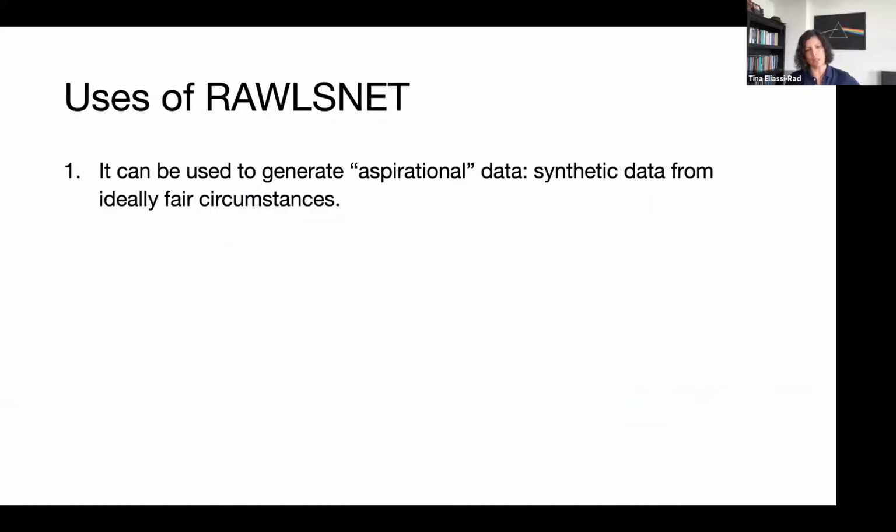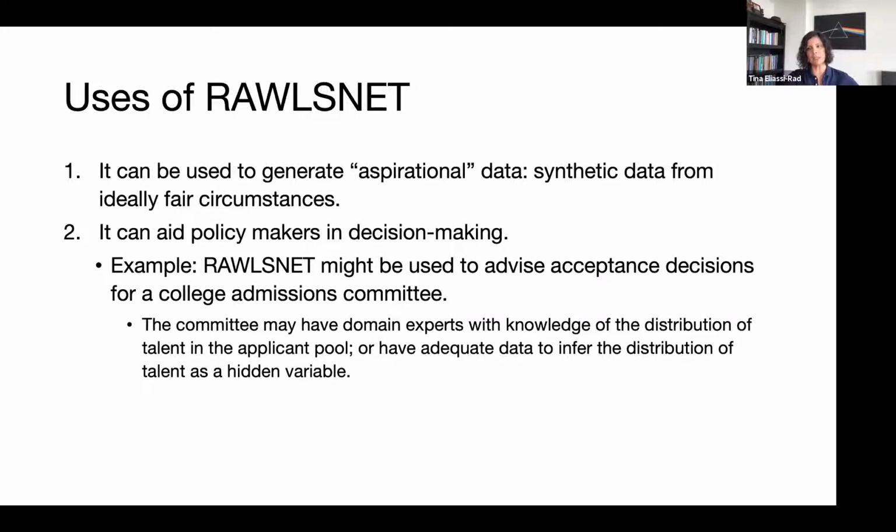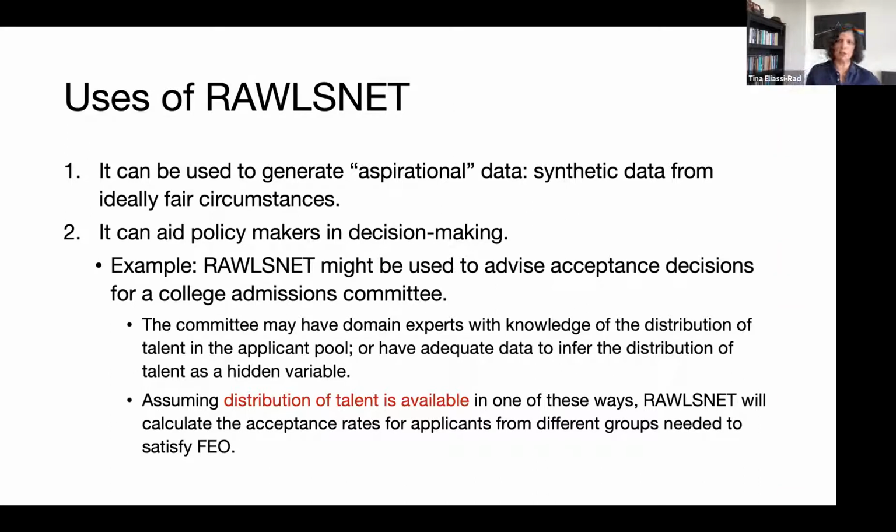So then what are the uses of this system? The code is available online on GitHub, and you can use it to generate these kinds of aspirational data, which is what Debbie Ramirez was talking about. It can also aid in policymaking. For example, in terms of college admissions, if you have a committee of experts that knows what the distribution of talent is, or has a good proxy for talent, then that distribution of talent can be used to run different scenarios in terms of the acceptance rates of different groups that you would need to satisfy FEO.